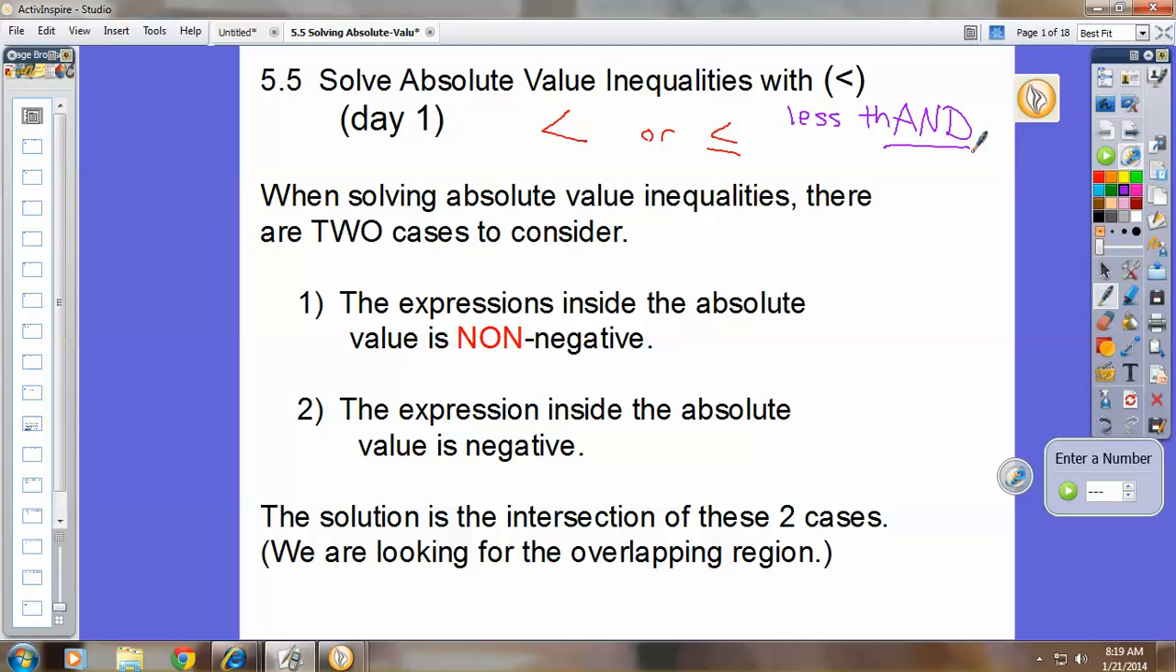So here are the things that we are going to consider when we're solving these inequalities. Number one, the expression inside the absolute value is non-negative, or it's positive. Logan, are you with us? Two, the expression inside the absolute value is negative. That's where these two cases come into play. When we solve absolute value equations, we solve two cases. One was what was in absolute value was positive and the other was equal to a negative, and we solve both. And we're going to do the same thing just with an inequality.